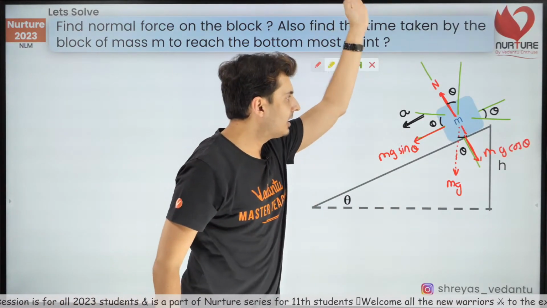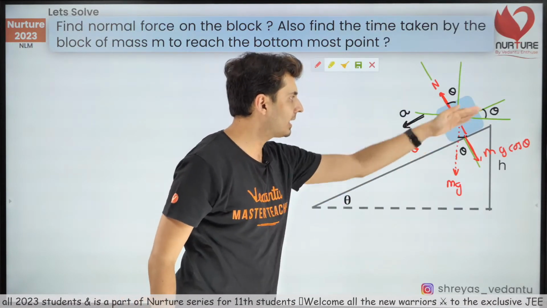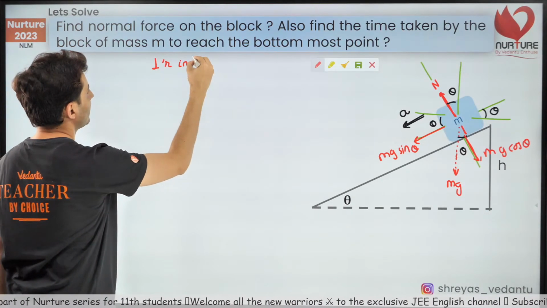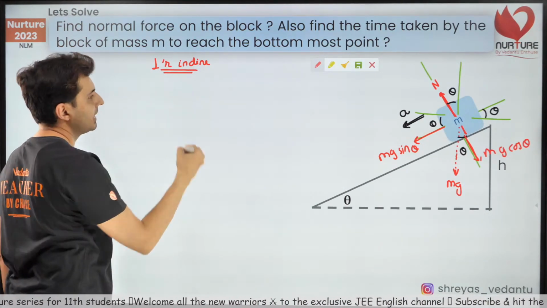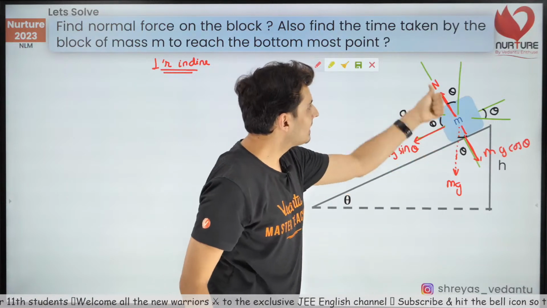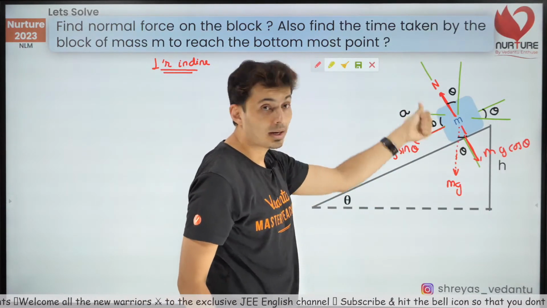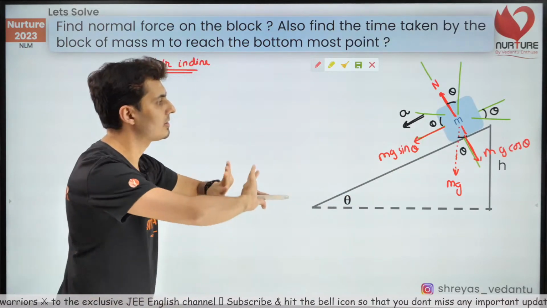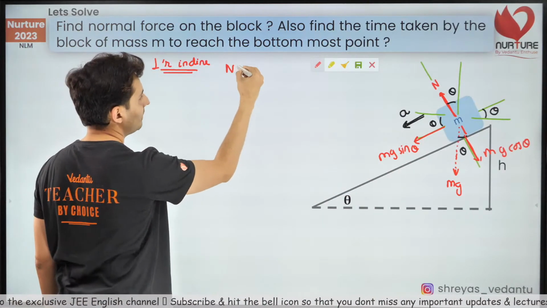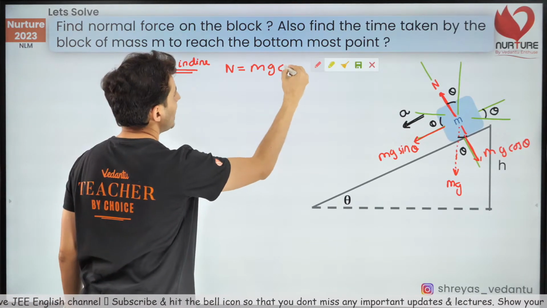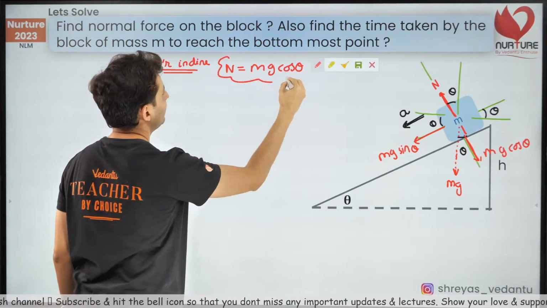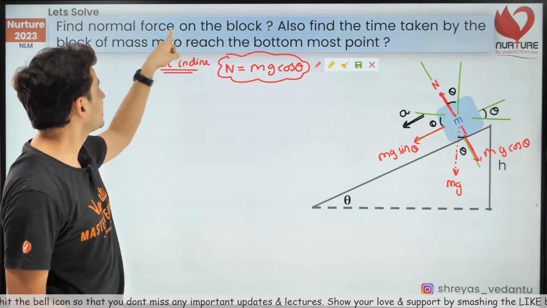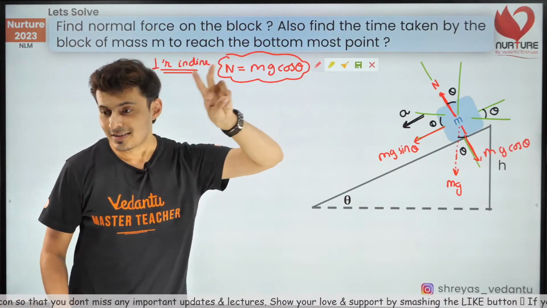Now I can think about perpendicular to the incline and along the incline. Perpendicular to the inclined plane, look at this. Is there any acceleration? No, right? The acceleration is only like this. So along that direction there is no acceleration. So the normal force must be equal to mg cos theta. That's my first answer, which I got. That was the first question: find the normal force on the block. Second question.